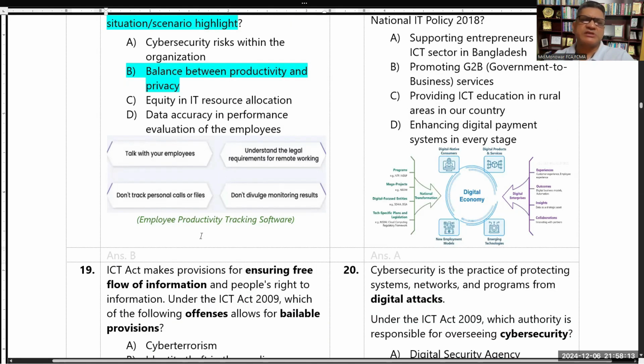So employee productivity tracking software works this way. Talk to your employees before implementing it. Have to talk with the employees.